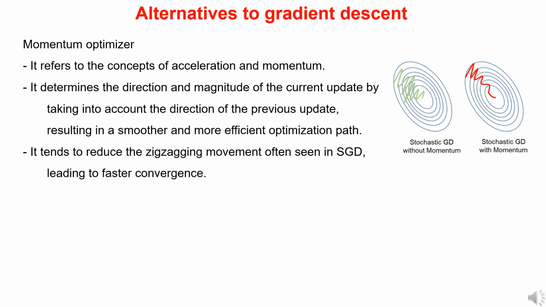Now let's explore another AI optimization algorithm, the momentum optimization algorithm. Momentum refers to the concept of acceleration and inertia. It determines the direction and size of the current update by considering the direction of the previous update. This adds the idea of inertia to the gradient update, making the path smoother and more efficient. Similar to how a ball rolls down a slope in a bowl, gaining speed as it goes, momentum reduces the zigzag movements often seen in stochastic gradient descent, leading to faster convergence.